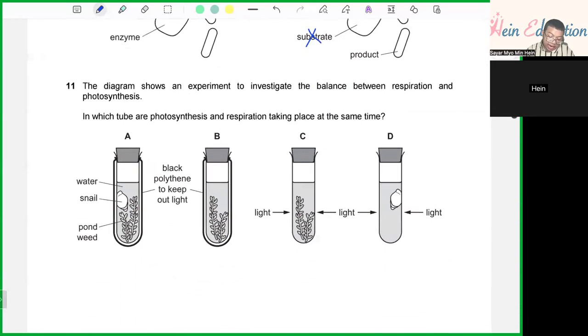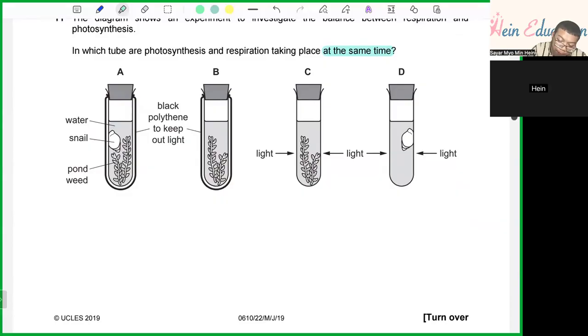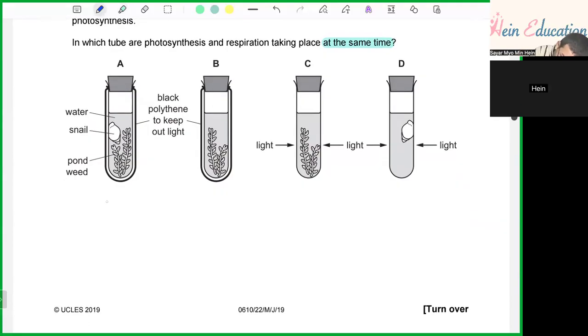For number 11, the diagram shows an experiment to investigate the balance between respiration and photosynthesis. And the question asks in which tube are photosynthesis and respiration taking place at the same time? So it should be at the same time. So number A and B are covered with black polythene to keep out light. So for number A, since they are both dark, both the plants and the snails will only perform respiration. And the test tube B is also respiration.